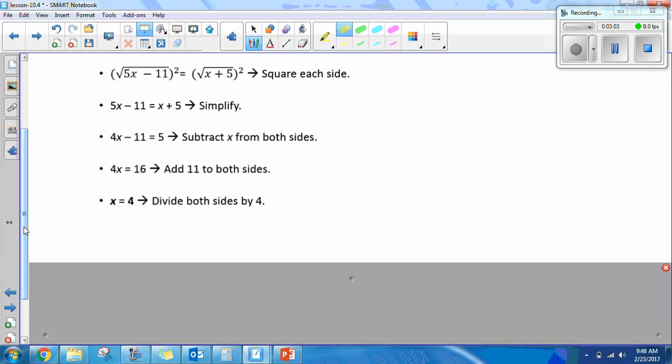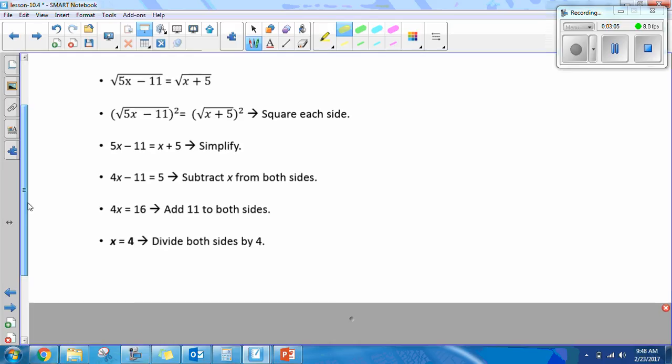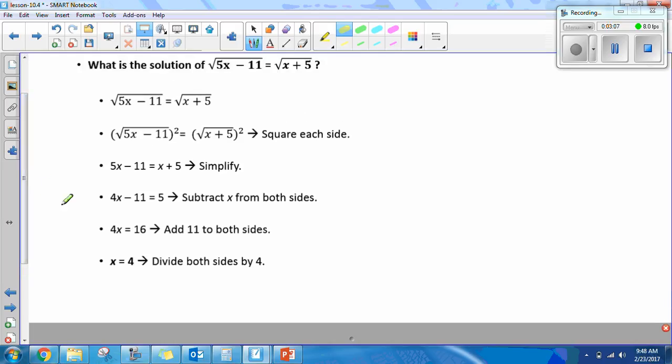Also, just to make sure that your solution works, you should always plug it back into the original equation. So 4 substituted for x, and we get 4 times 5 is 20, minus 11 is 9, so the square root of 9 is 3 on the left-hand side. And then we substitute x equals 4 for this one, and we get 4 plus 5 is 9, square root of 9 is 3, so we have 3 equals 3. That one works.